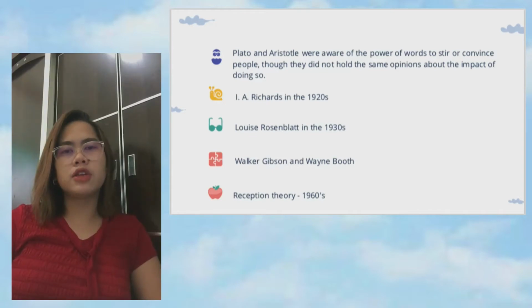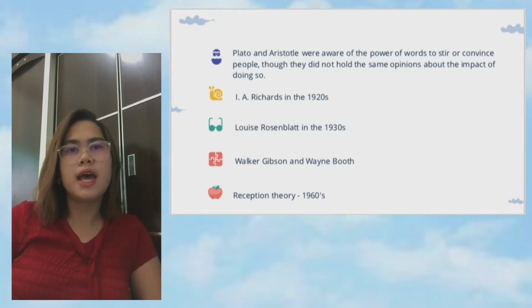The recent derivation of the reader-response approach can be traced to the work of I.A. Richards in the 1920s and Louise Rosenblatt in the 1930s. In line with Richards, his analysis showed him that there can be a wide variety of interpretations by a group of readers because he observed himself that when he gave his students at Cambridge University the opportunity to respond to a short poem, each one came up with different responses.